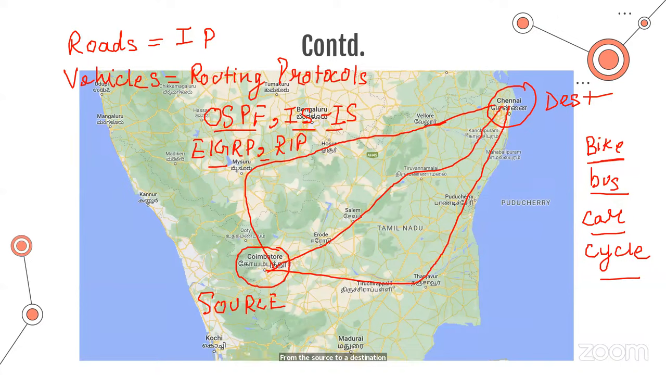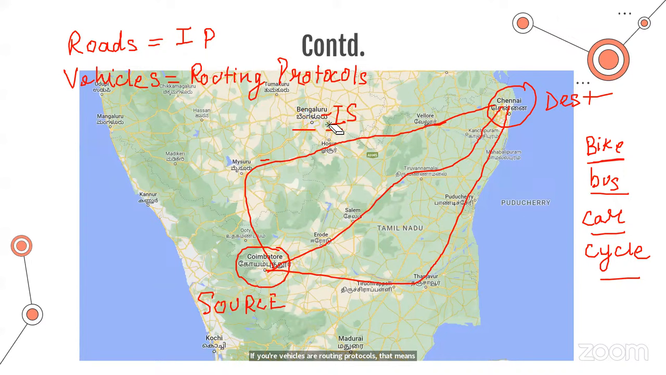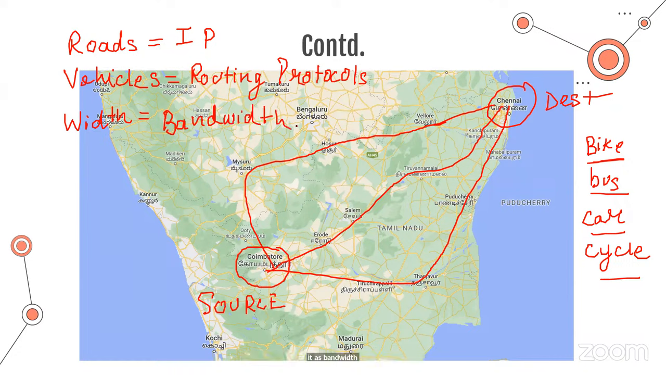Now, if your vehicles are routing protocols, that means you need some space to drive these vehicles. Space meaning the width of your road. The width of your road, in computer networks, we call it bandwidth.